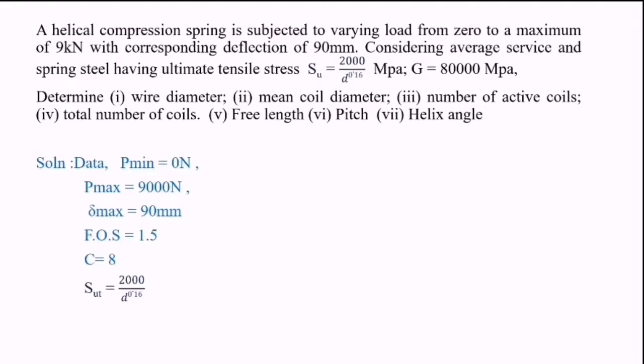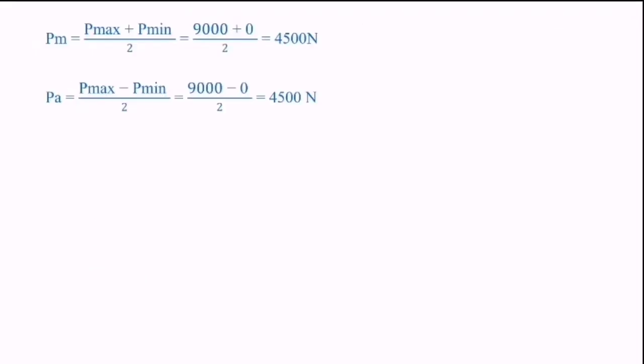Material properties are given as 80,000 MPa for G and ultimate stress as 2000 divided by d raised to 0.16, and we have to find out various parameters of the spring. So again, starting with the solution from Pm and Pa, we have the relation Pm equal to P max plus P min by 2 and Pa is equal to P max minus P min by 2, on solving which I will get both the values as 4500 Newtons.